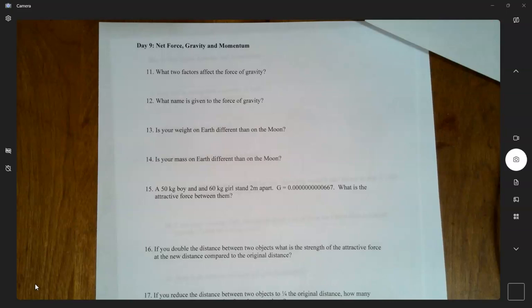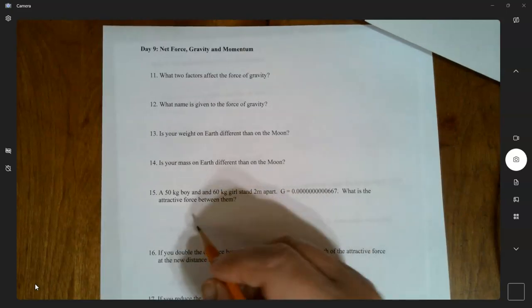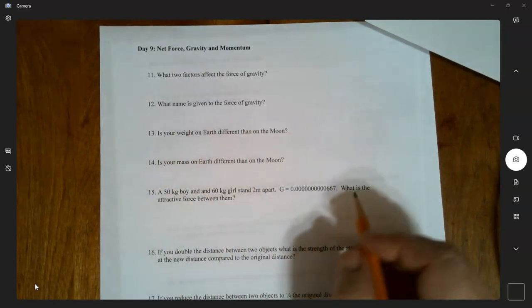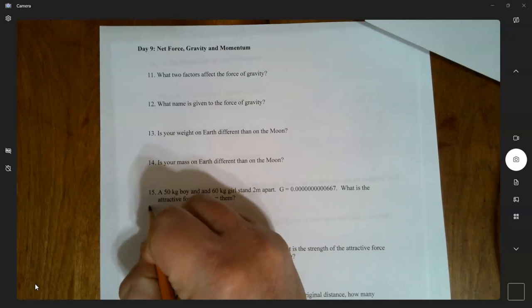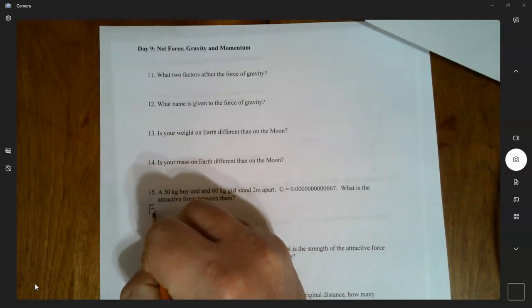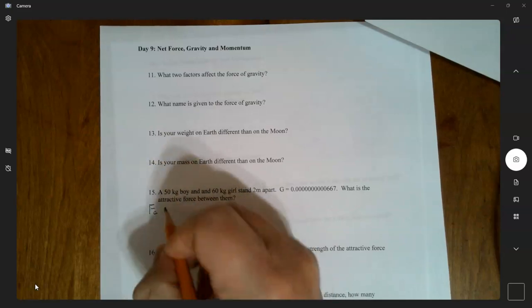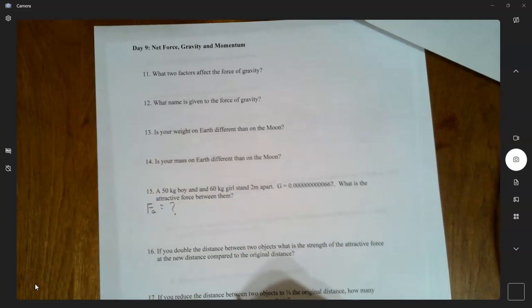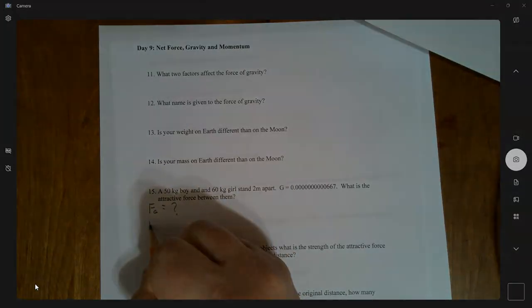All right, so a 50-kilogram boy and a 60-kilogram girl stand 2 meters apart. And there you have G. It's 6.67 times 10 to the negative 11. So this is Newton's gravitational formula. So break this out, okay? So it says, what is the attractive force? So you want to know force. And you can put a G there for gravitational, which you're trying to find. Write down the numbers using problem-solving format.